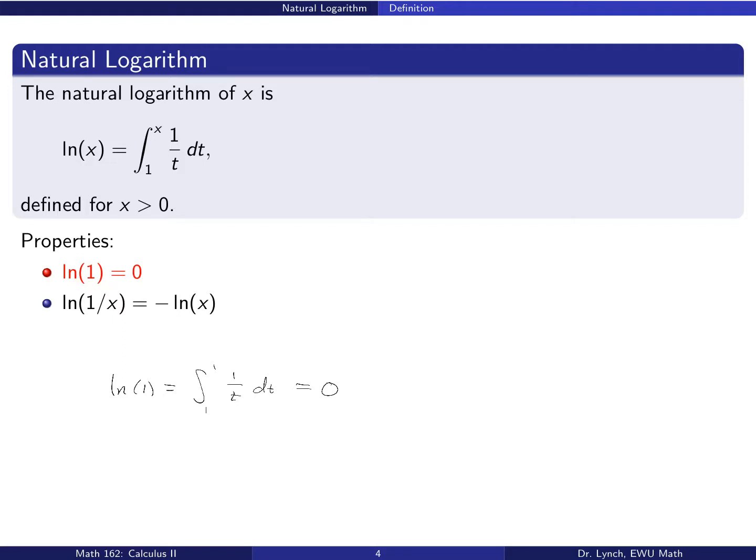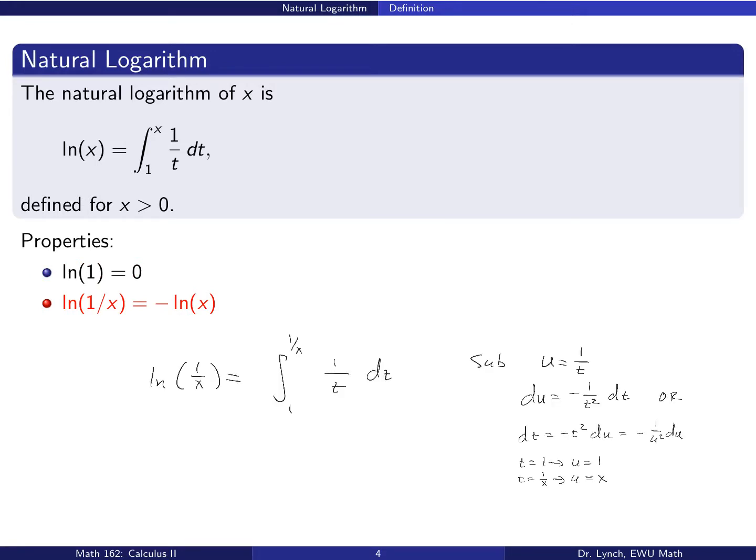Here's another property. The natural log of 1 over x is minus the natural log of x. So let's go ahead and see that again using the definition. So here's our u substitution. Our u substitution is u equals 1 over t. From that, we can compute du as minus 1 over t squared dt, or dt can be written as minus 1 over u squared du. Of course, when t is 1, u is 1, and when t is 1 over x, u is 1 over x.